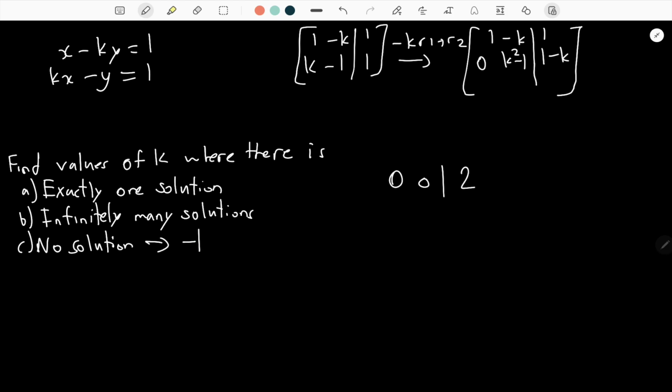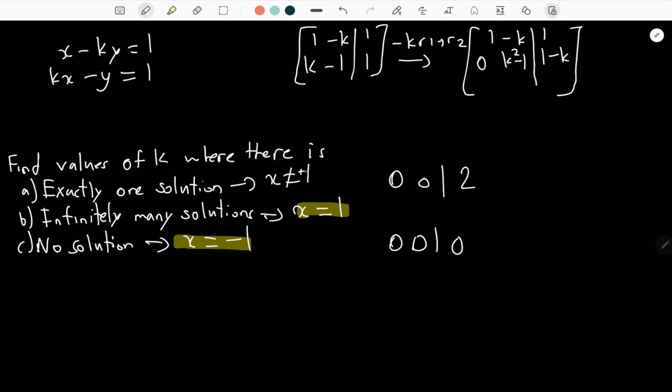Now let's put 1 in k and see what we get. We will get 0 0 and then this and then 0. So we will have a free variable here. Since there is a free variable, this is infinitely many solutions, and the answer for this is when k is equal to 1. And for exactly one solution, the answer would be when k is not equal to 1 or negative 1.